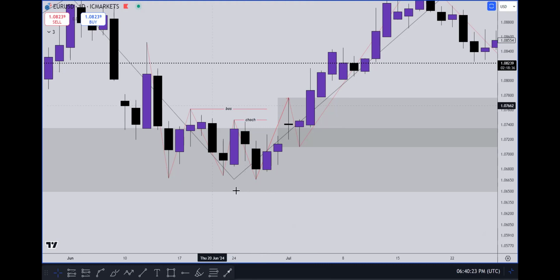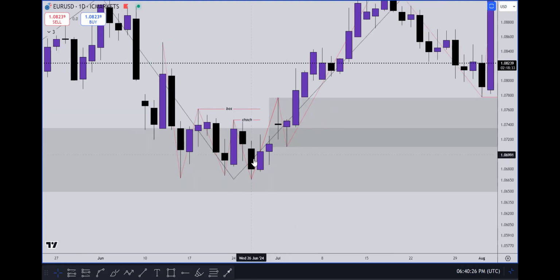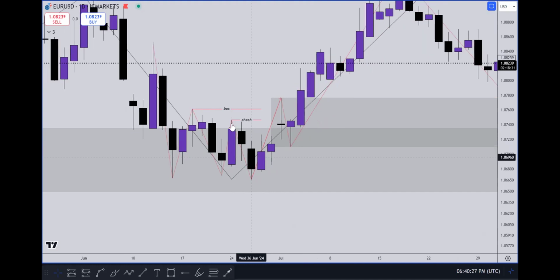All right, so after that break of structure, you can see the market pulls back, mitigates this order block here based on this break of structure and of course change of character here.